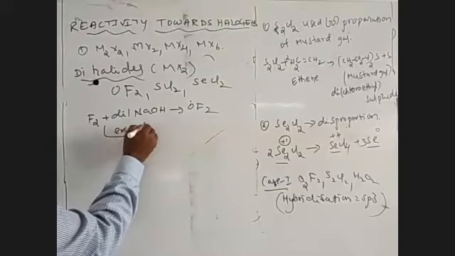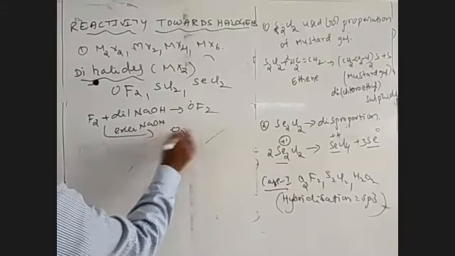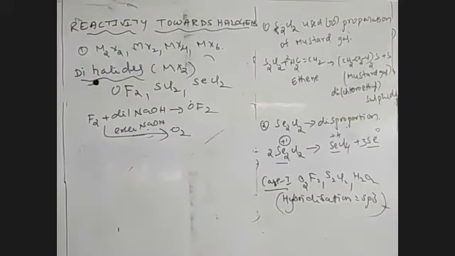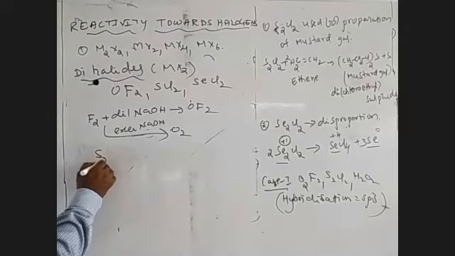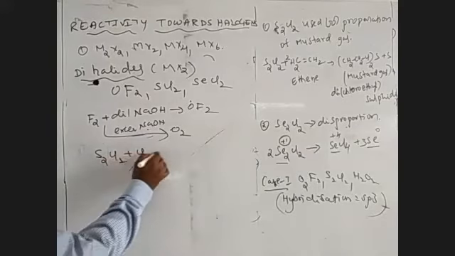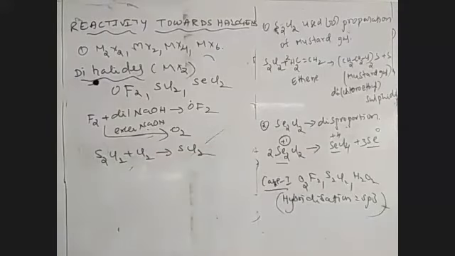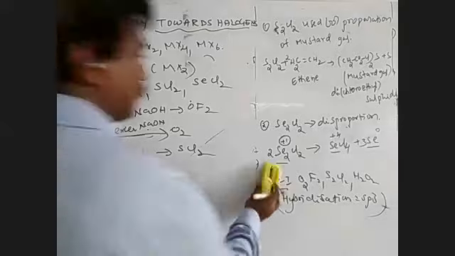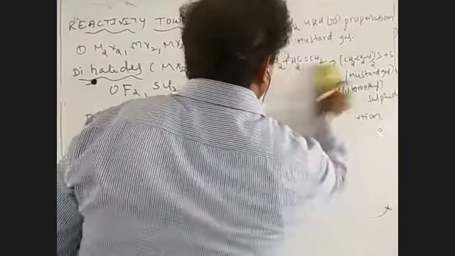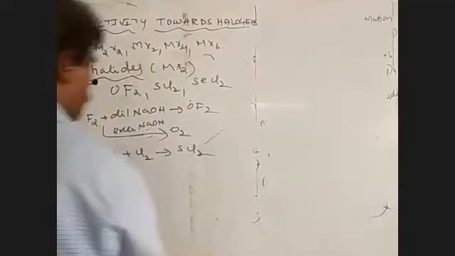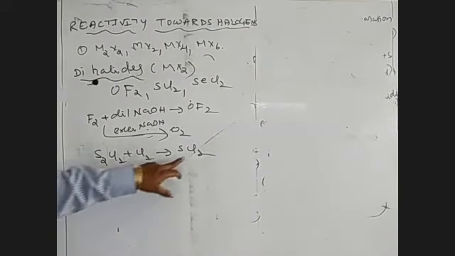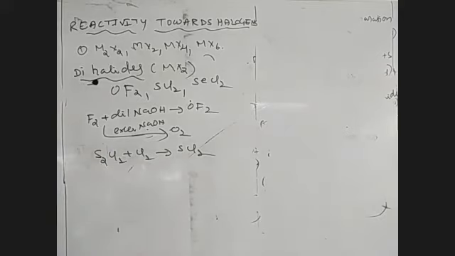OF2 is formed with dilute NaOH, and with excess NaOH, O2 gas is produced. When S2Cl2, sulfur monochloride, is reacted with excess chlorine, SCl2, sulfur dichloride, is formed. Here OF2 does not undergo hydrolysis.